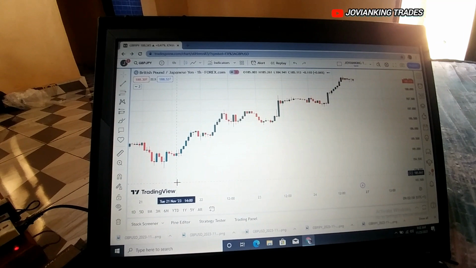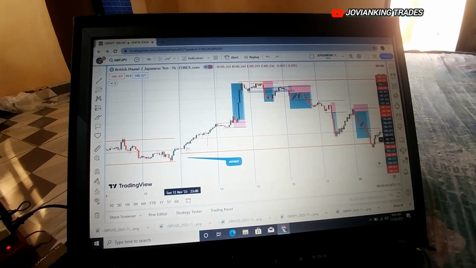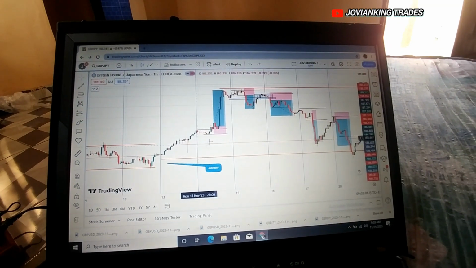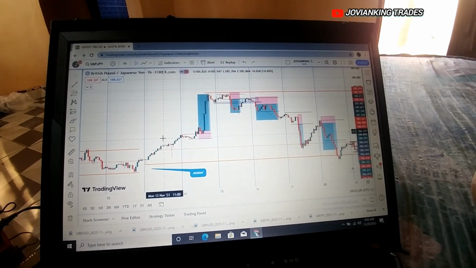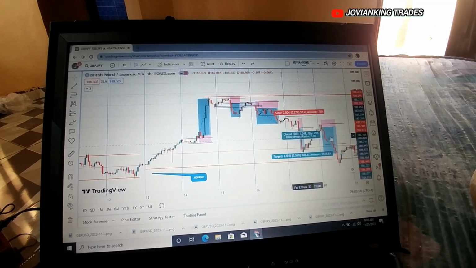From 4 hours, you just switch to your 1 hour time frame. If you switch to your 1 hour time frame, you notice that market broke this one, so you should be looking for more buy this week. You get me now?